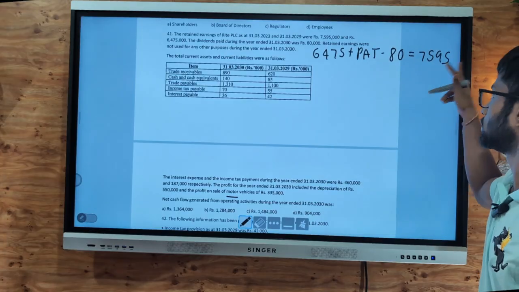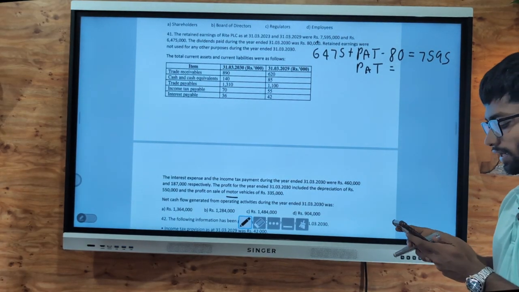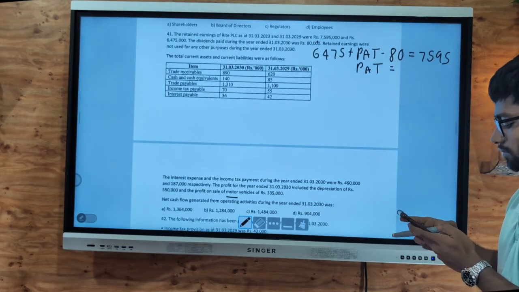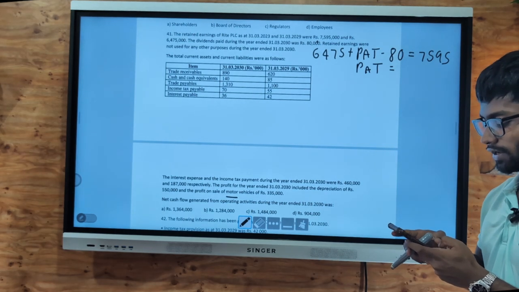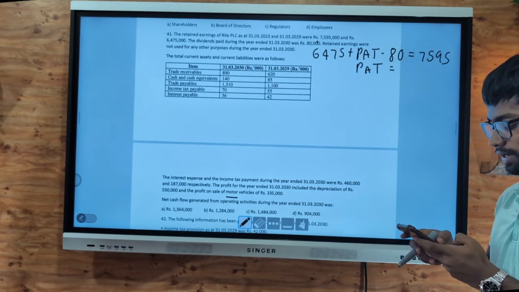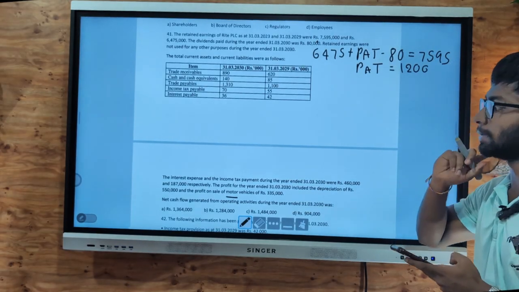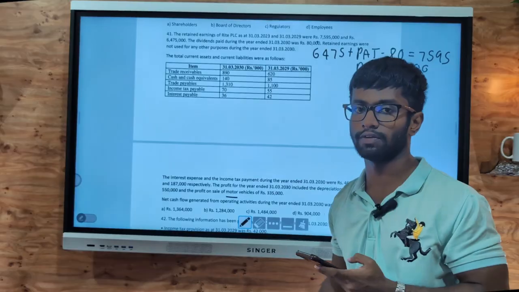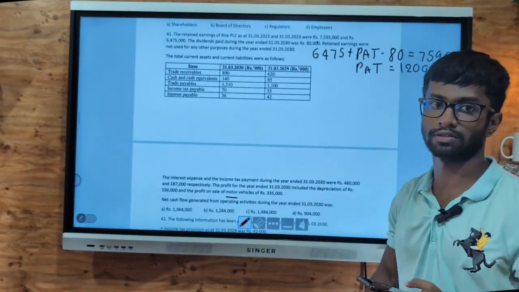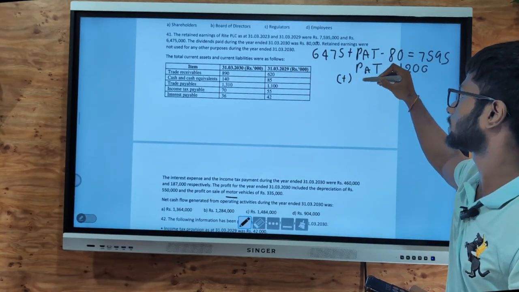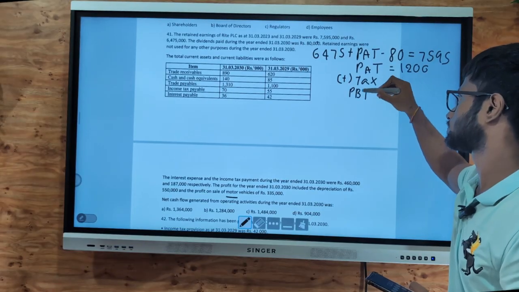So you can simplify this equation and get, you can take these two values to the other side. Then profit after tax would be 7,595. This when you take it to the other side, that will be 6,475. This you take it to the other side, that will be plus 80. So then you get profit after tax 1,200. But keep in mind when we are taking cash flow from operating activities, we need profit before tax.